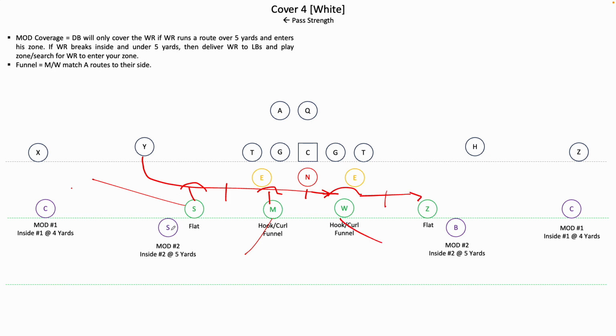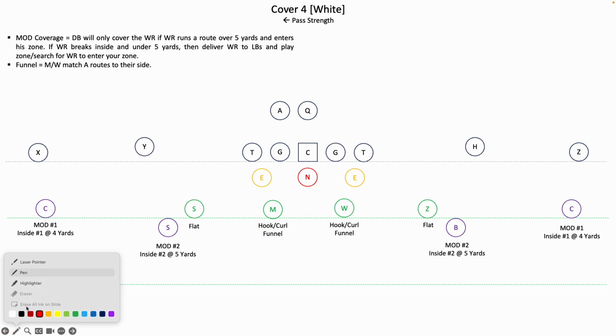This safety, or this Spartan, isn't going to go chase this Y. He's just going to backpedal into his quarter. And he's going to search for wide receivers to enter his zone. All right, so let's look at what that could look like as well.